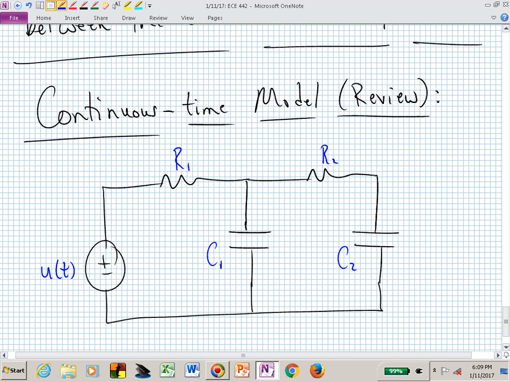What's the order of that circuit or system? How many energy storage devices do you have? You have 2 capacitors. So it's a second order system. You should be thinking, if I find a transfer function, unless I have pole zero cancellations, it better have a denominator that's second order.